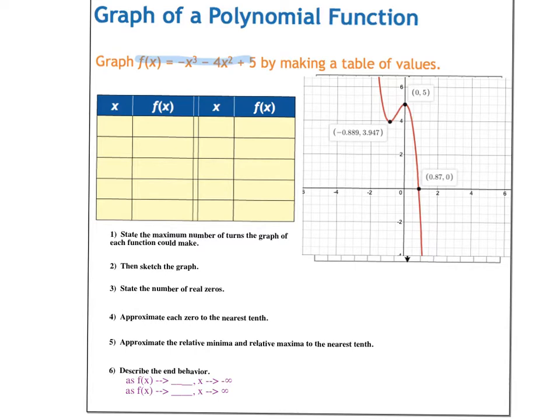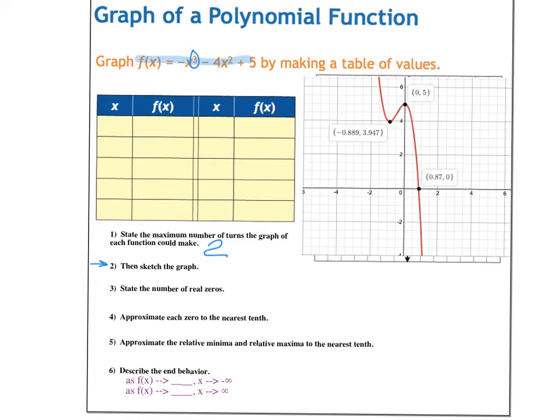So for this first part, we're stating the maximum number of turns that the graph could have. We want to look at the degree, the biggest exponent, and subtract 1 from that. So the maximum number of turns that this could have is 2. That doesn't mean it has to have 2, but it could have up to 2 turns. So we have a sketch of the graph already.